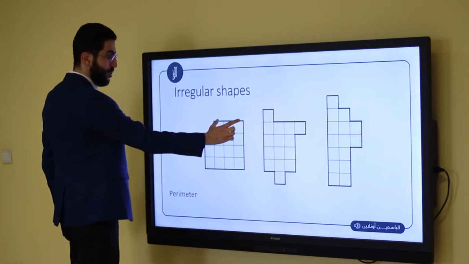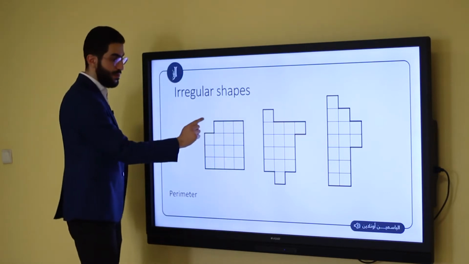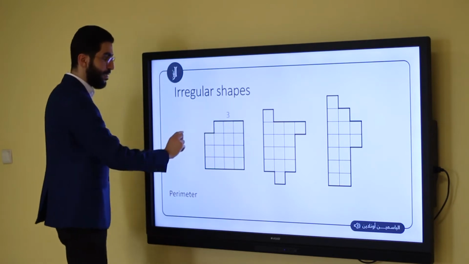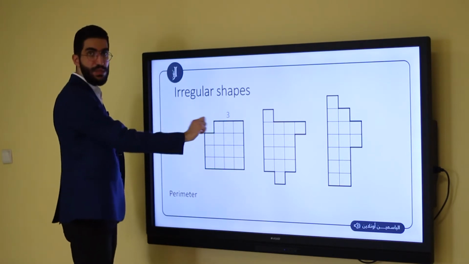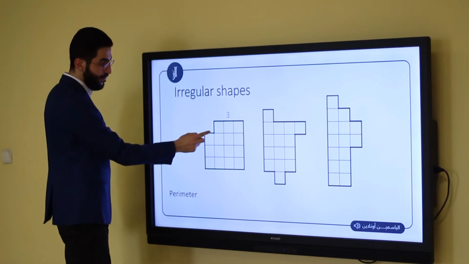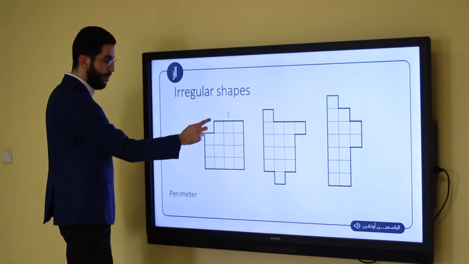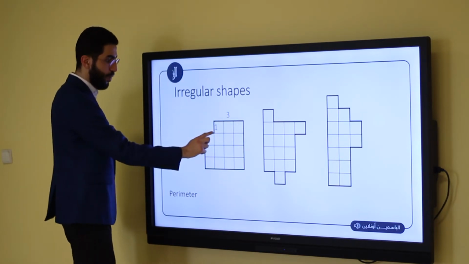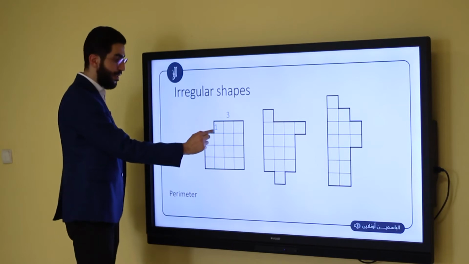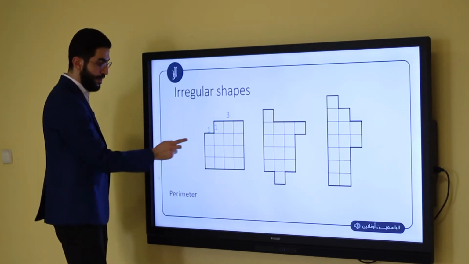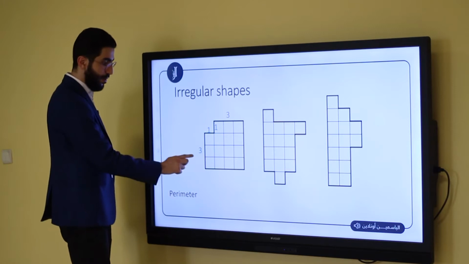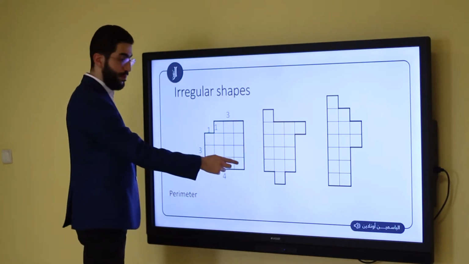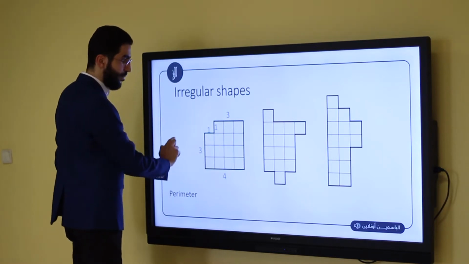So now, let's do this one. How many squares do we have? 1, 2, 3. So the length of this one is 3 centimeters. Now we have to calculate the length of this one, which is only 1 square. So this is 1. So now we have 3, 1, and now we need to calculate the length of this one. Again, it's 1. Now here we have 3. Now here we have 4 squares. And then here we have 1, 2, 3, again 4 squares.